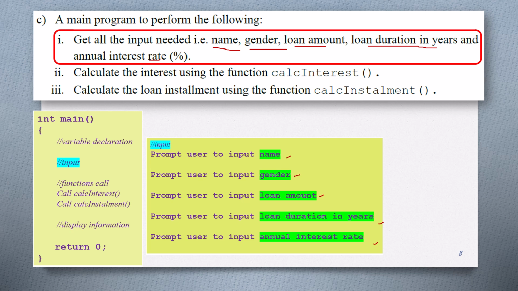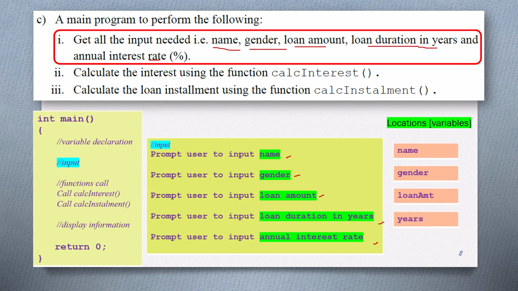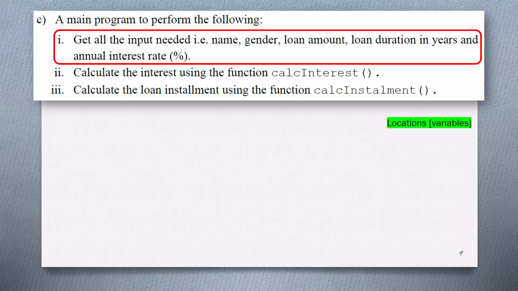So you see, I highlighted the name, gender in green to indicate that these are the locations. These are the variables. So the variables are name to store name, gender to store gender, the loan amount, the years, and also the rate. So next one is of course to identify the data type for these particular variables.